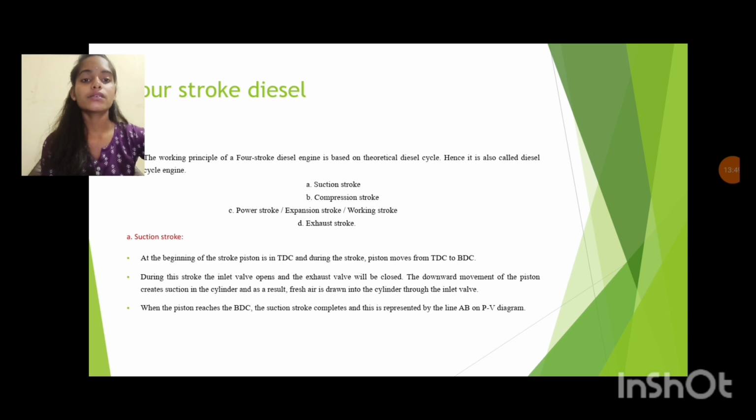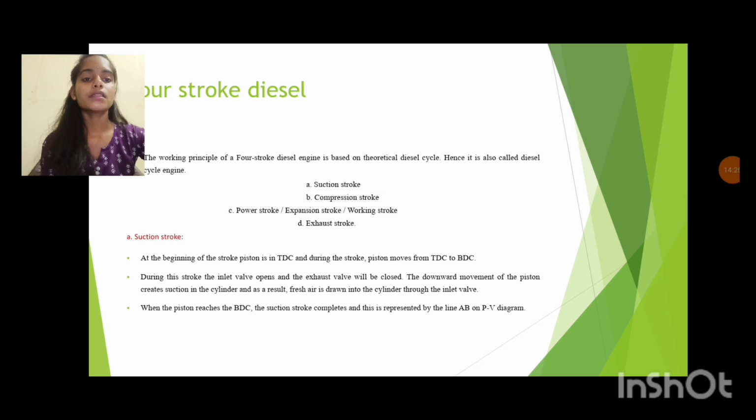In the suction stroke, at the beginning of the stroke, the piston is at TDC, and during the stroke, the piston moves from TDC to BDC. During this stroke, the inlet valve opens and the exhaust valve is closed. The downward movement of the piston creates suction in the cylinder, and as a result fresh air is drawn into the cylinder through the inlet valve.